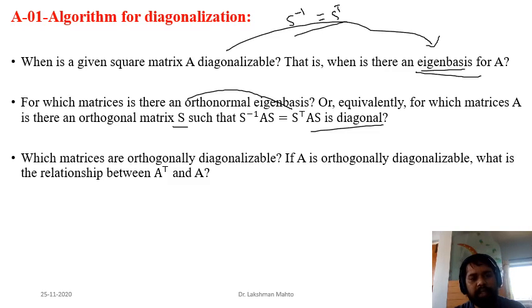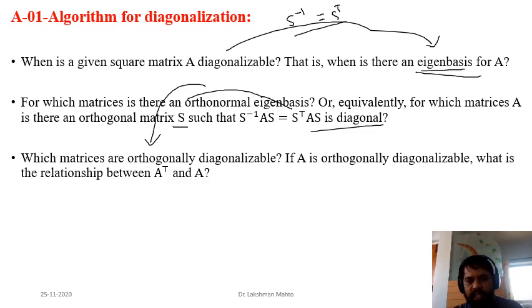So there are various questions you encounter after going through diagonalization and eigenbasis. One answer is the spectral theorem, which I will state, but before that, a few more questions. Which matrices are orthogonally diagonalizable? That means if a matrix is orthogonally diagonalizable, what is the relation between A transpose and A?